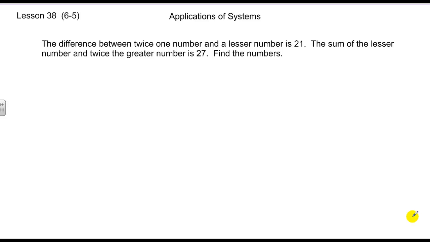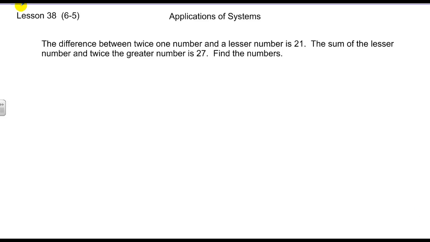In this first problem, it says the difference between twice one number and a lesser number is 21. Now, there's not necessarily a relationship between those two numbers there. Let's read the second sentence. The sum of the lesser number and twice the greater number is 27. So again, that doesn't give us comparability, or how can we express one number in terms of another as much. So this sets itself up for two variables.